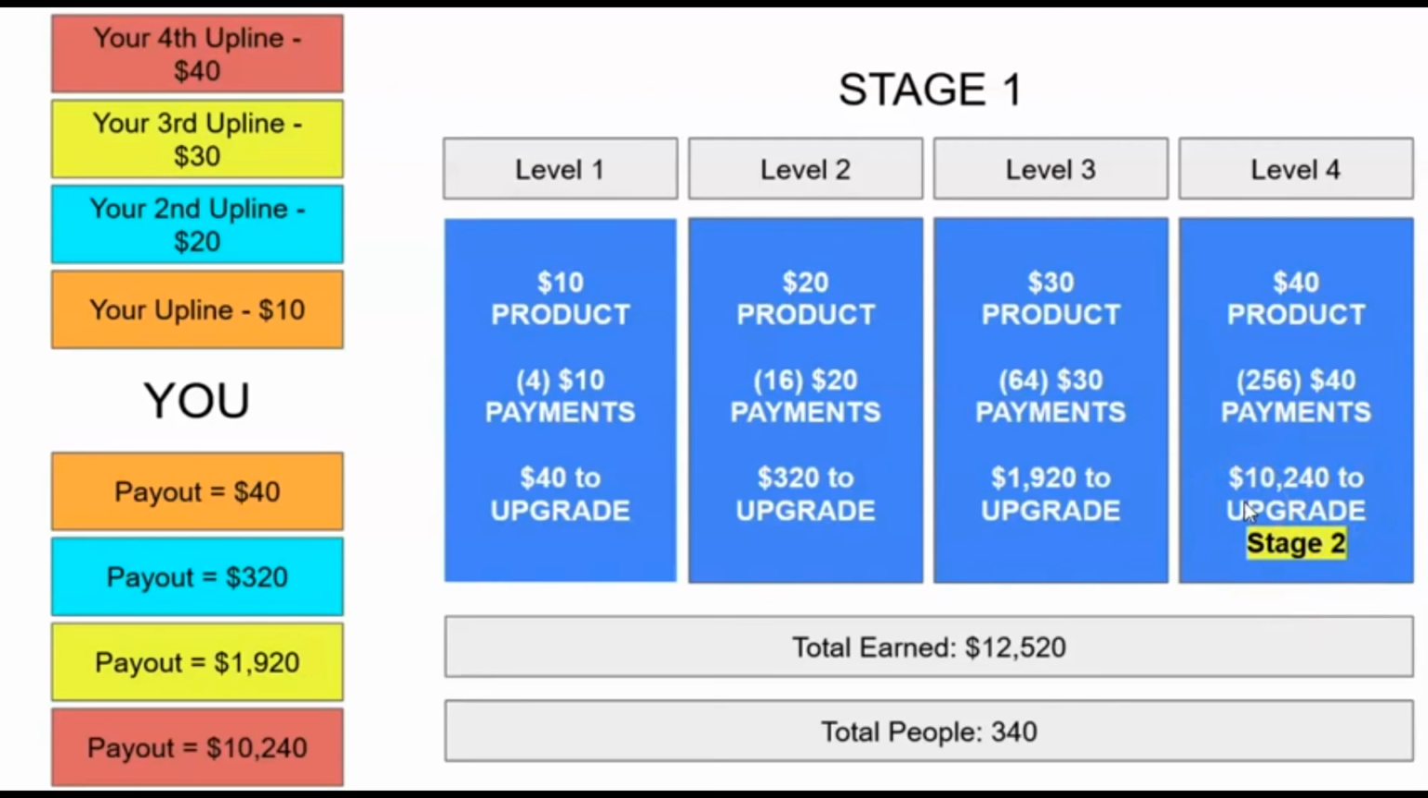Once you have completed stage 1 altogether, you will have earned a total of $12,520, and that is a total of 340 people that will have completed all 4 levels of stage 1. These people are going to continue to follow you into stage 2, and hopefully you can see the vision and the potential of the income that you can make when you are in this platform and following these simple steps, just going from level to level, using your commissions to upgrade. And you have more than enough to get to stage 3.